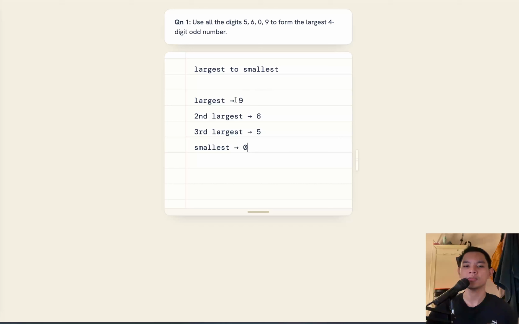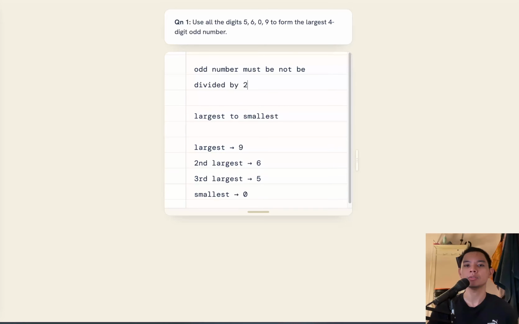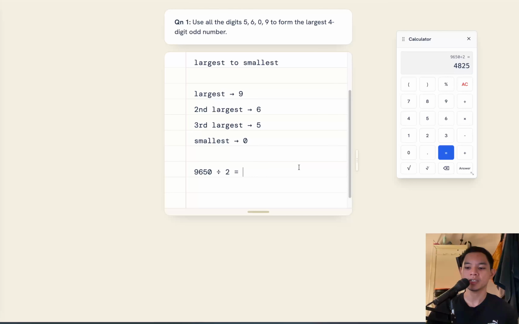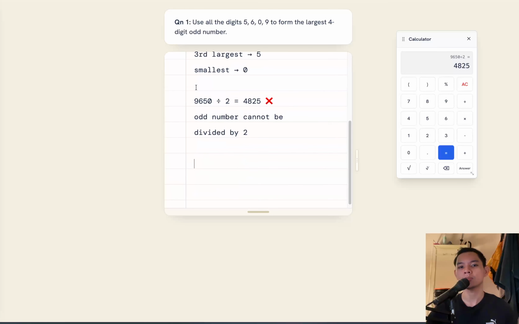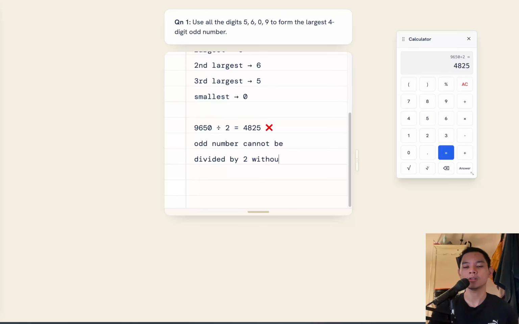So the thing is that you might be thinking 9650, but we are looking for an odd number. So when we're looking for an odd number, it must not be divisible by 2. In this case, if you take 9650 divided by 2, we actually can divide by 2, giving 4825. So this one cannot be the one, because an odd number cannot be divided by 2 without a remainder.